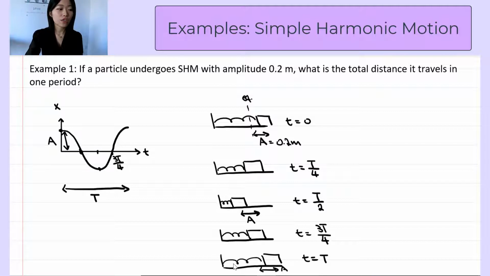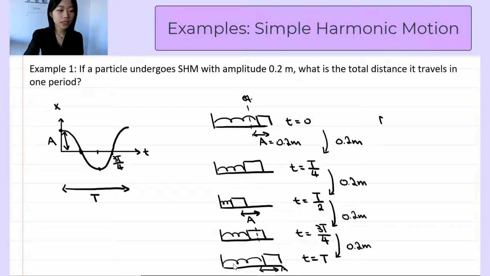So what is the total distance travels? From 0 to a fourth of period, it travels 0.2 meters. From a fourth period to half of period, it travels from equilibrium point to the maximum displacement to the left. So it's also 0.2 meters. Then from half of period to 3 times T over 4, it travels from the maximum displacement back to the equilibrium point. So it also travels 0.2 meters. And from here, to complete the period, it travels from equilibrium point to its maximum displacement to the right. So it's also 0.2.